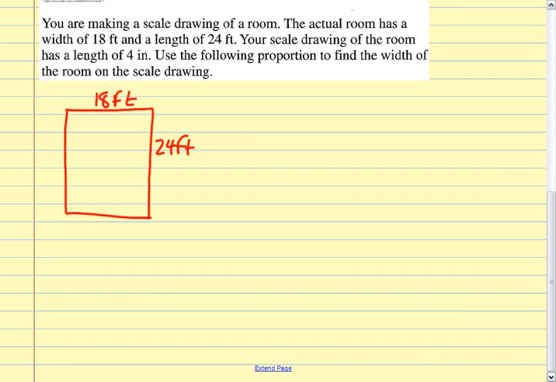Your scale drawing of the room, because you don't want your map to be as big as the room itself, right? You can't put that in your pocket. It has a length of 4 inches. Use the following proportion to find the width. I'll put the W there, okay? Now, we're going to have to come up with a proportion, and I'm going to do that on the next video. Is everybody good where we are? All right. Let's stop this one and we'll start the next one.